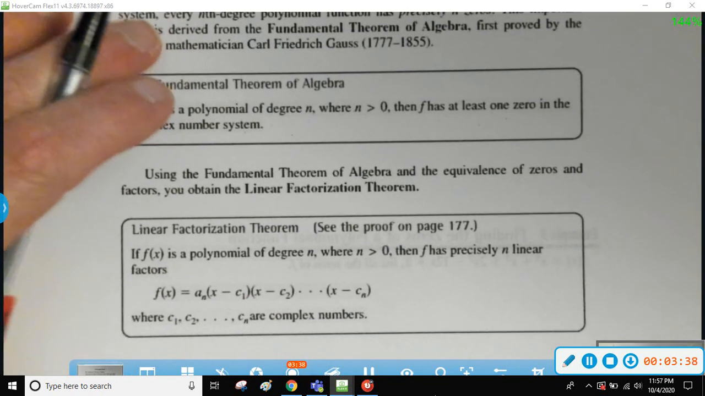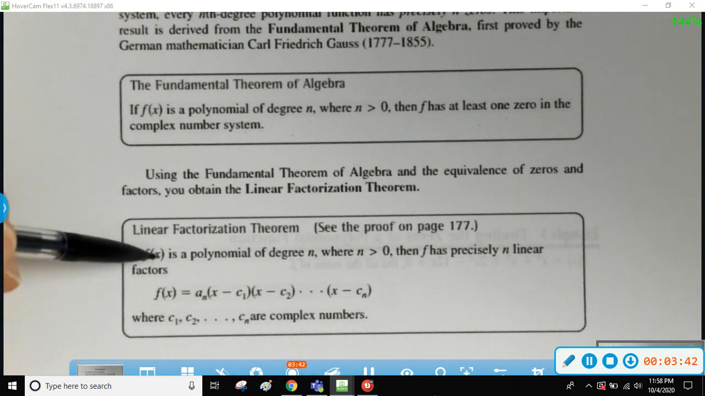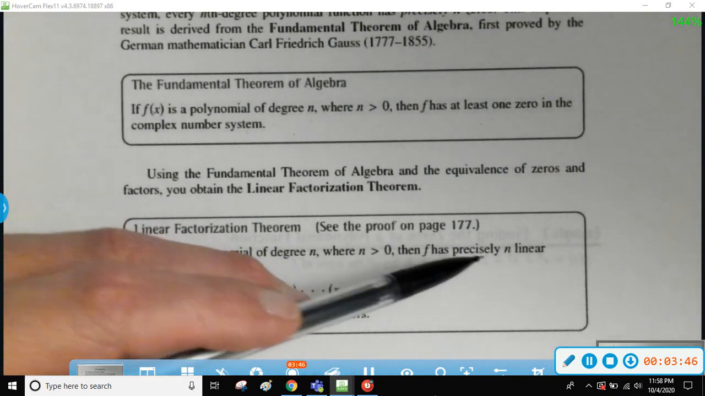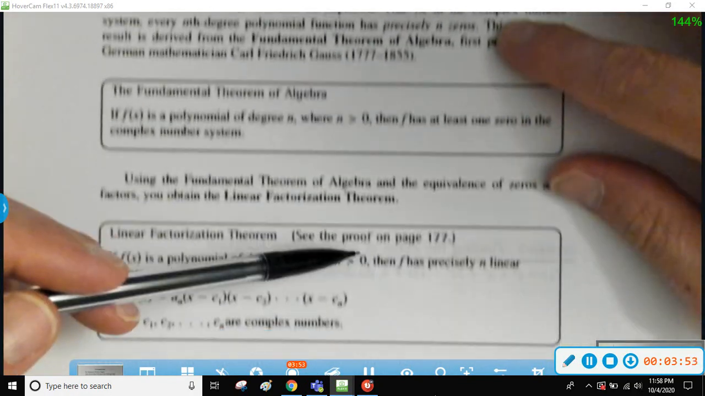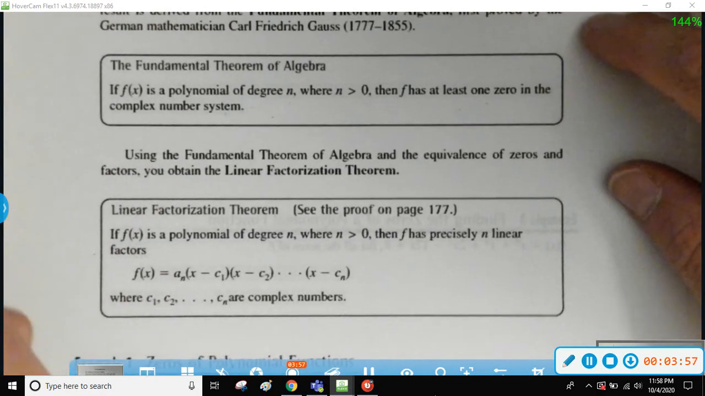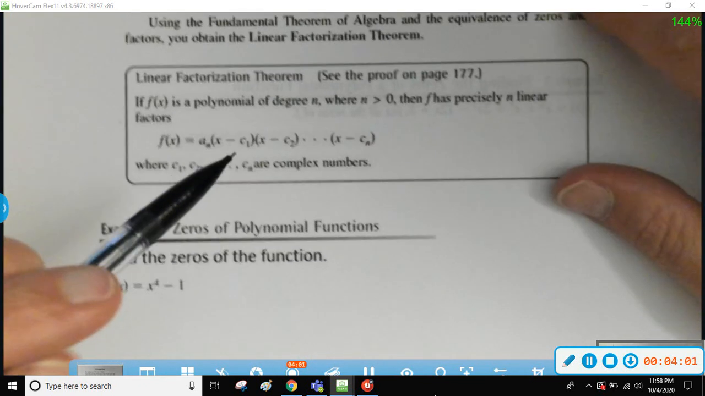And then also along with that, we have the linear factorization theorem that says if f of x is a polynomial of degree n, where n is greater than 0, then f has precisely n linear factors, because for each one of the zeros, right, each one of the zeros, you can turn those into a linear factor. So if it's got n zeros, then it also has n linear factors likewise. All right, let's work some problems out now.